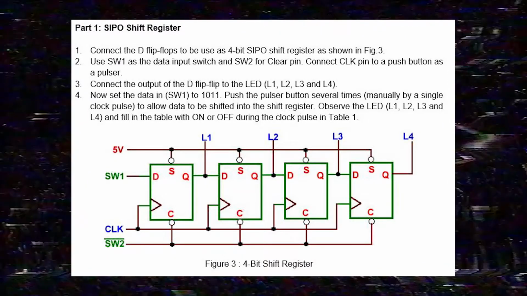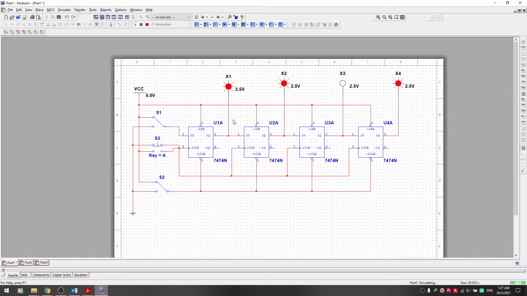Okay, going into Multisim, this is the circuit that we have done. First, I'm going to run it. Then we have to set both switches to 1. According to the data that we are given, which is 1011, the first data will be 1, so we switch on the switch and then press the button. As we can see, the first LED will light up while the rest are 0. The value will be 1000.